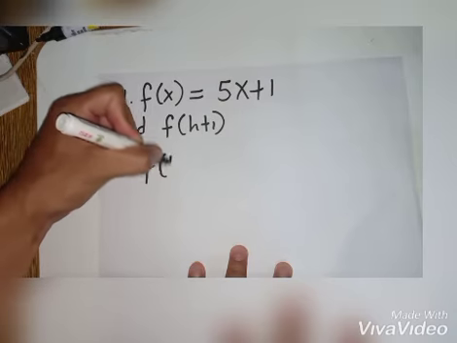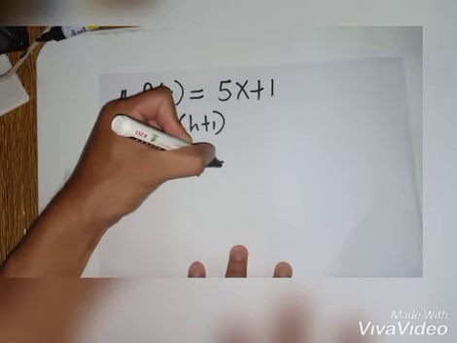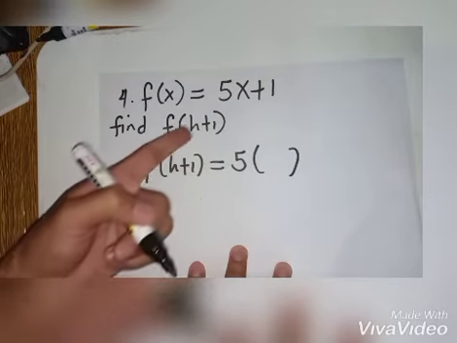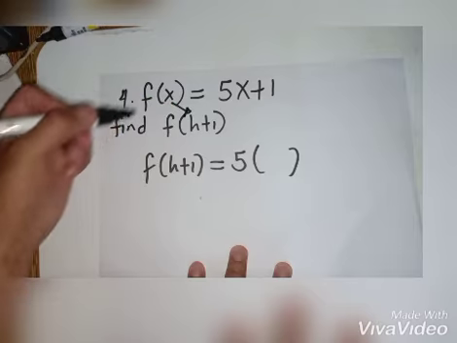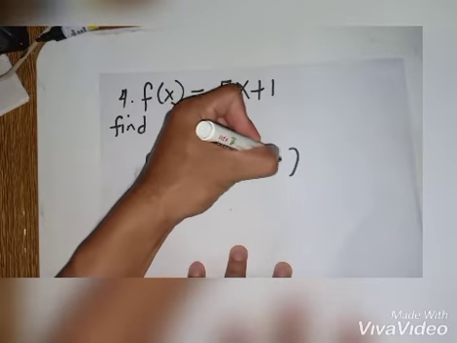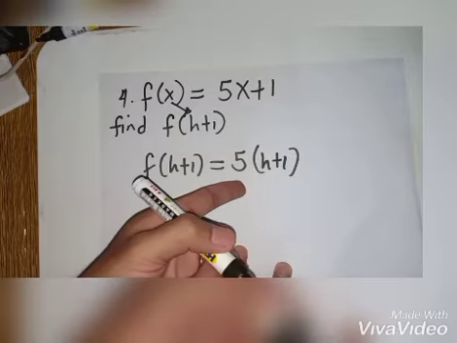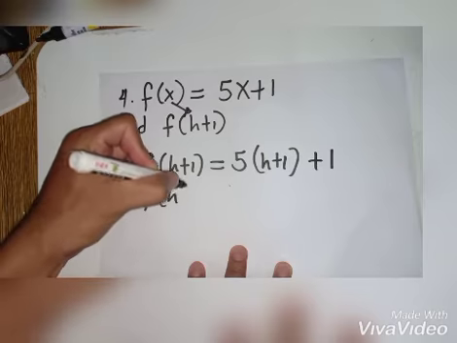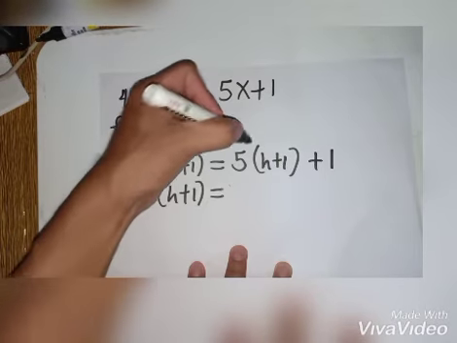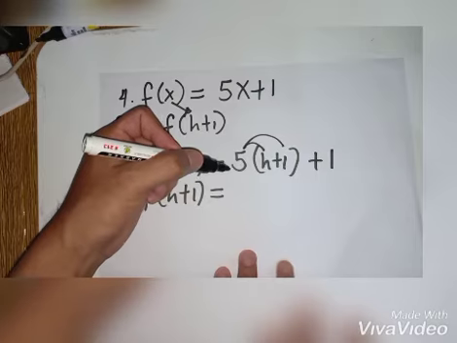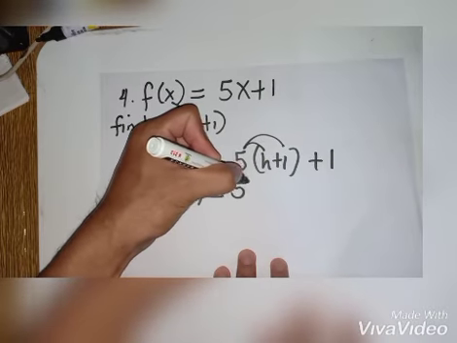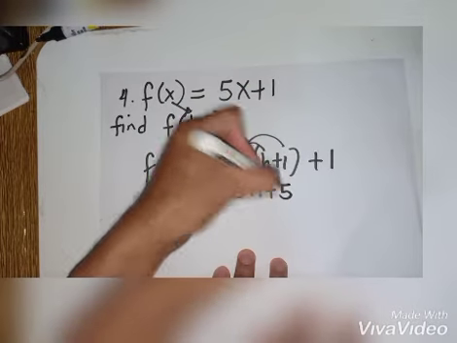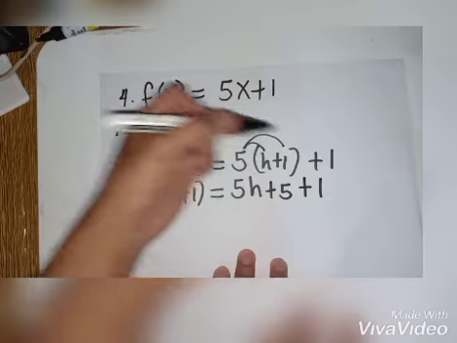So f of h plus 1 is equal to 5 times, what is x now? Take note of this. x becomes (h plus 1), close parenthesis, then plus 1. So f of h plus 1 is equal to, distributive property, that's 5 times h is 5h. 5 times 1 is plus 5, plus 1.